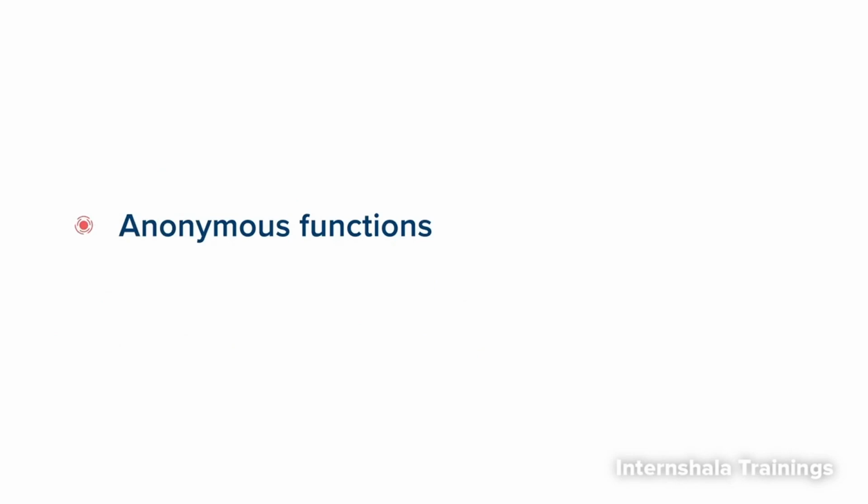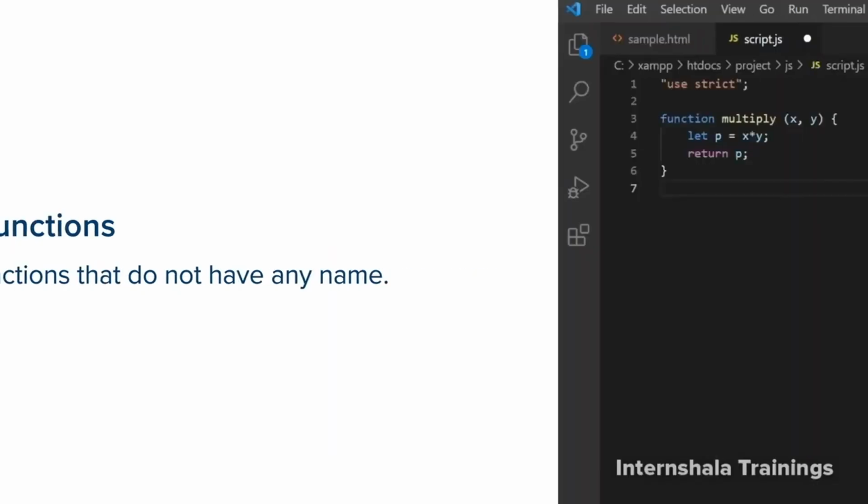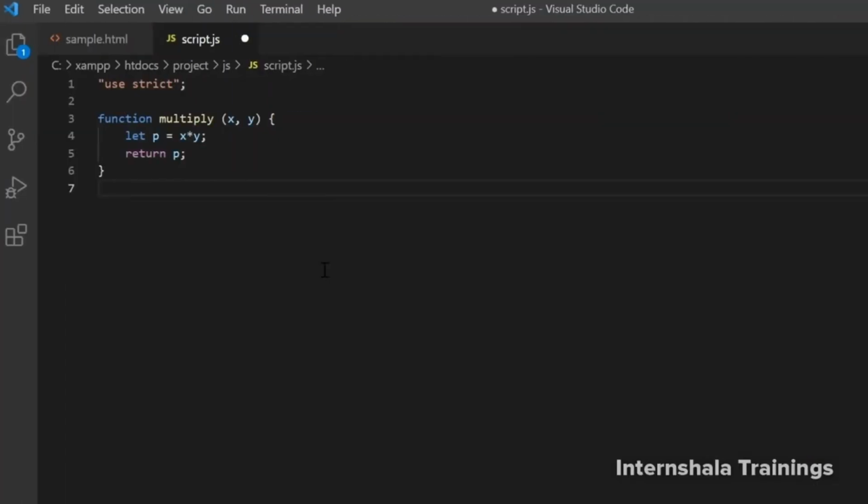Next, we have functions that literally do not have any name, and we call them anonymous functions. As interesting as the name sounds, the more interesting and simple these functions are to understand. Let us take an example to understand them. We have a function that performs some task and stores the value in the p variable. Now what if we remove the name of the function, that is, multiply, and make it an anonymous function?